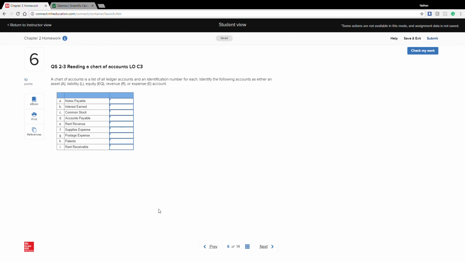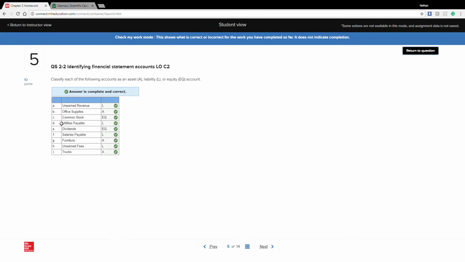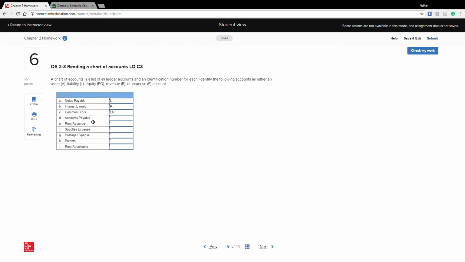So again, we'll go through this. Payable, I know definitely, since I see pay, should be a liability. Interest earned, I see the keyword earned. That is going to be a revenue. Common stock, again, common stock is equity. Even if I all of a sudden forgot common stock, I can go back to question 5. I noticed I had common stock again, and notice that I got it correct for equity. Sometimes that works too. Okay? Don't lose out on the resources.